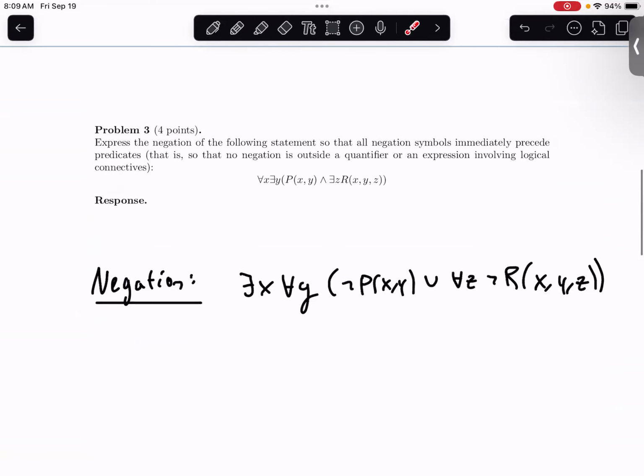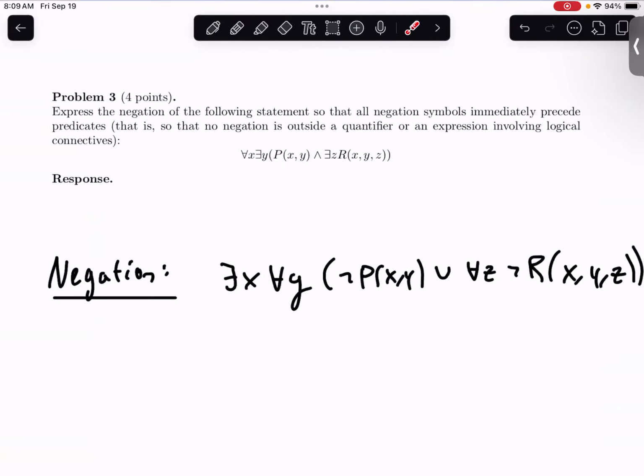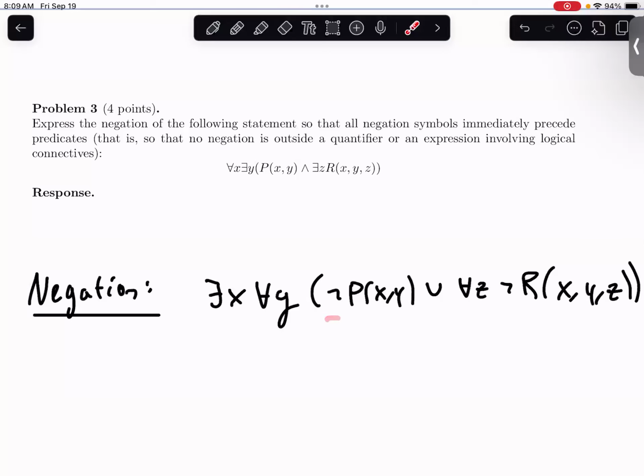And then problem 3 was just applying the negation, I think most people got this one. So it's just applying the negation until eventually it's next to the propositions. So you flip the quantifiers, you flip the and, then you turn this into a for all, and then you get this.